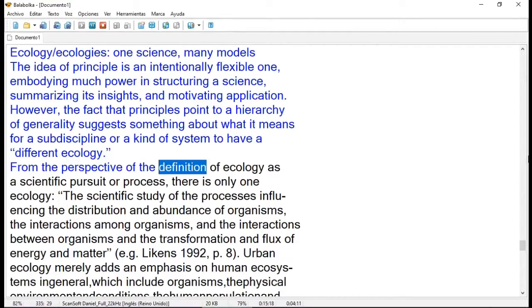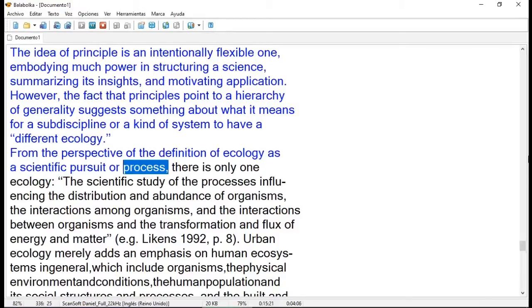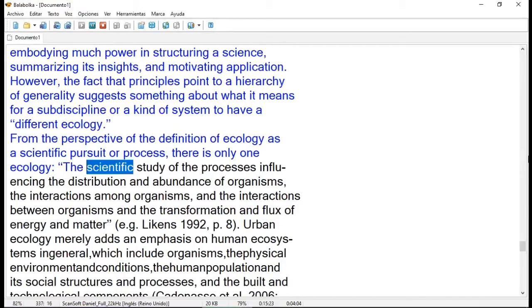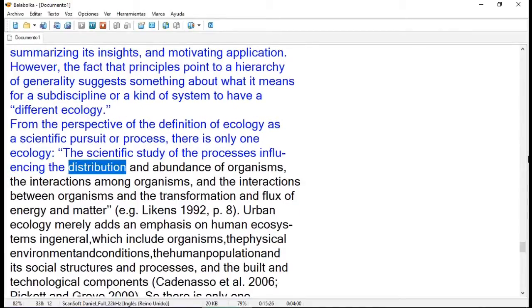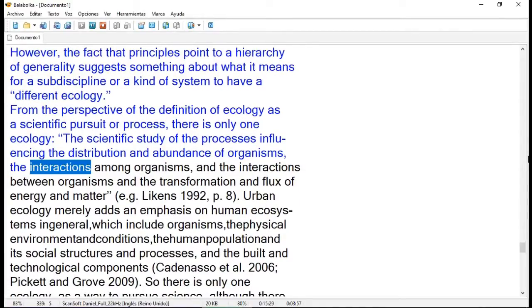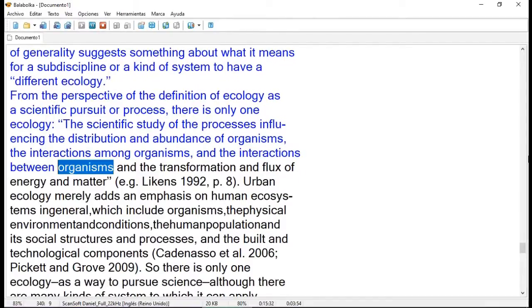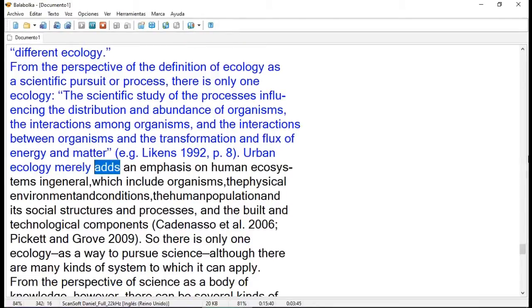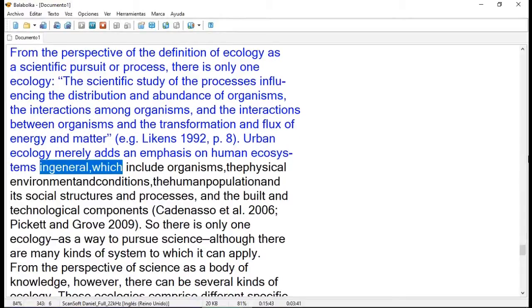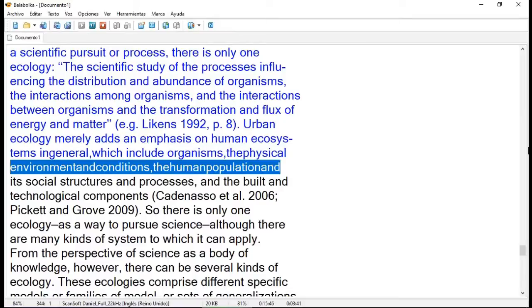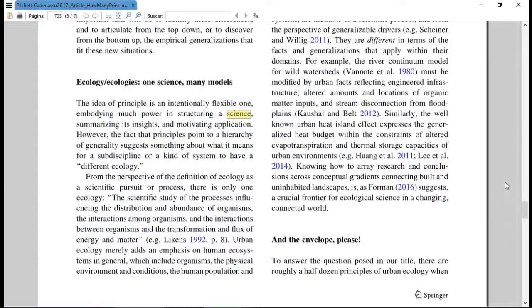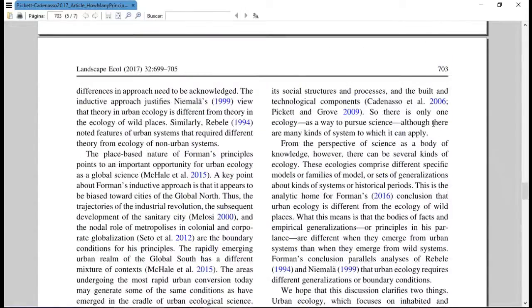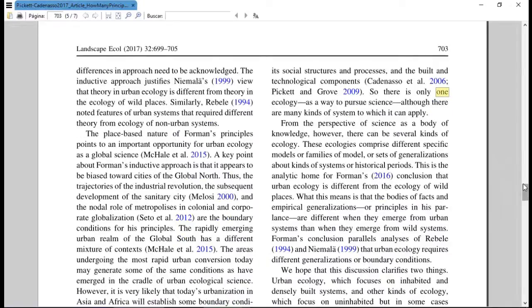From the perspective of the definition of ecology as a scientific pursuit or process, there is only one ecology: the scientific study of the processes influencing the distribution and abundance of organisms, the interactions among organisms, and the interactions between organisms and the transformation and flux of energy and matter, for instance Likens 1992, p. 8. Urban ecology merely adds an emphasis on human ecosystems in general, which include organisms, the physical environment and conditions, the human population and its social structures and processes, and the built technological components (Cadenasso and others 2006, Pickett and Grove 2009).